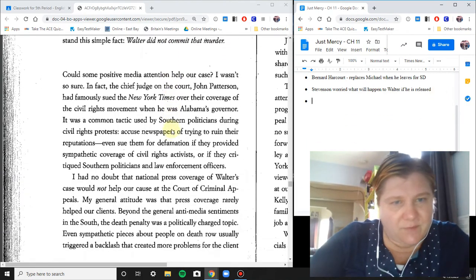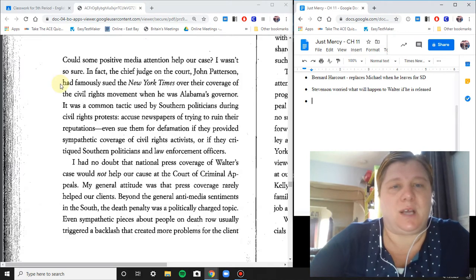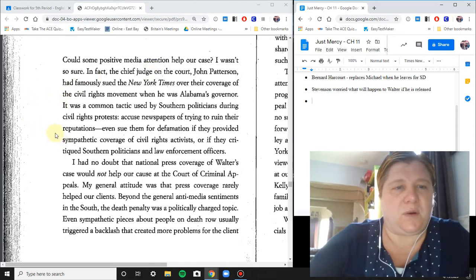Could some positive media attention help our case? I wasn't so sure. In fact, the chief judge on the court, John Patterson, had famously sued the New York Times over their coverage of the civil rights movement when he was Alabama's governor.